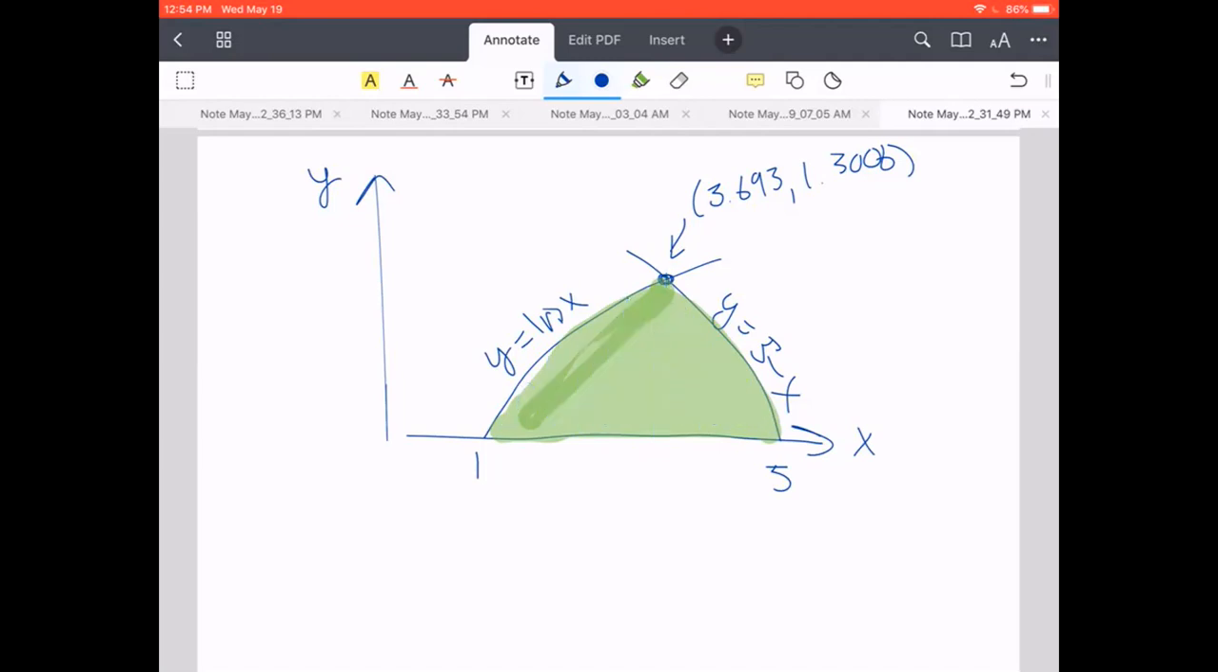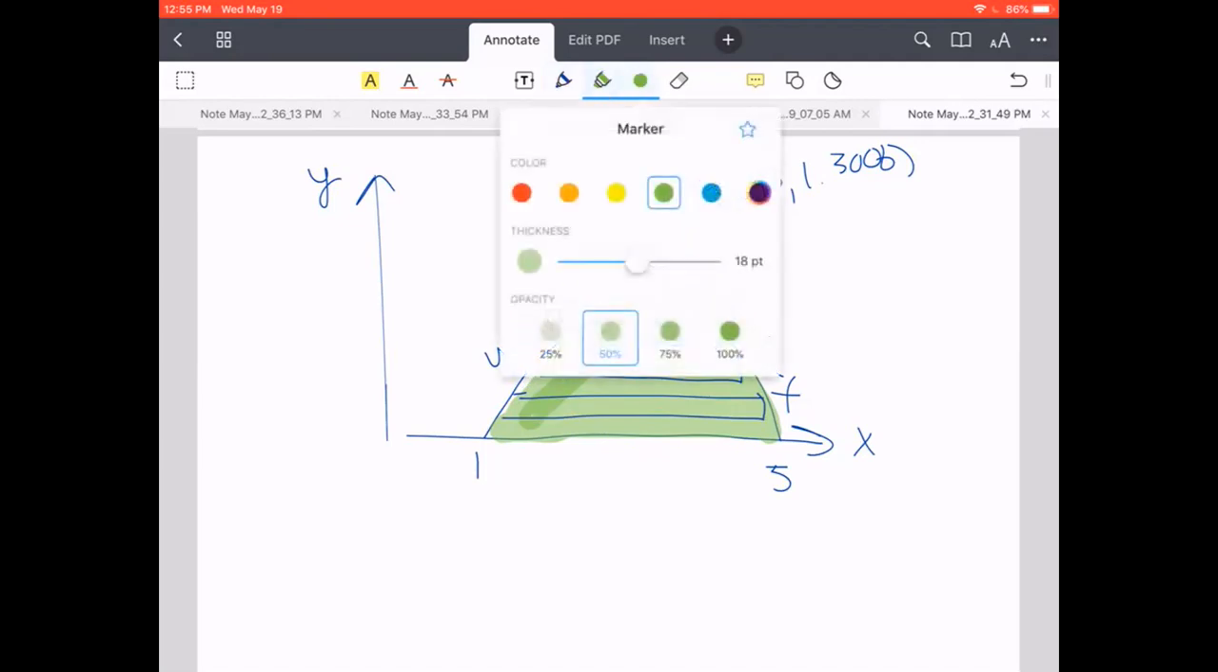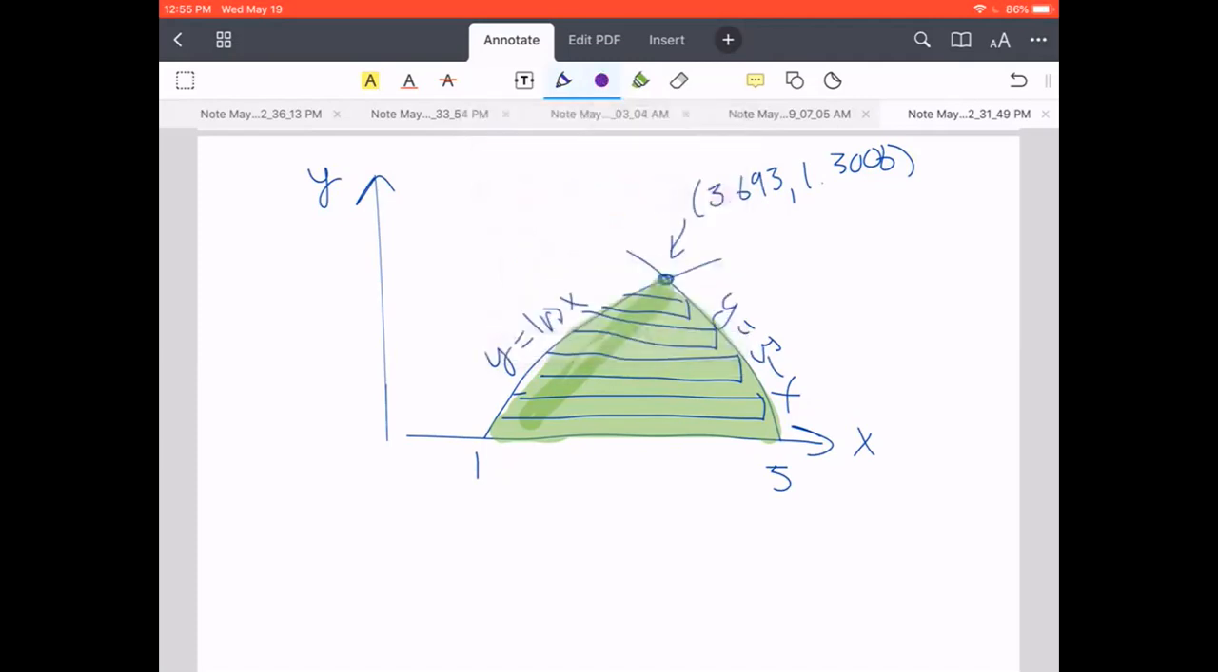Another way to do it, if instead we wanted to use just one integration, is we could do a horizontal area. So instead of finding those vertical little boxes to the x-axis, we can find the horizontal rectangles in between to the y-axis. And when you do that, you'll notice it's only one integral. Which of these would be on top? Five minus x would be the top.